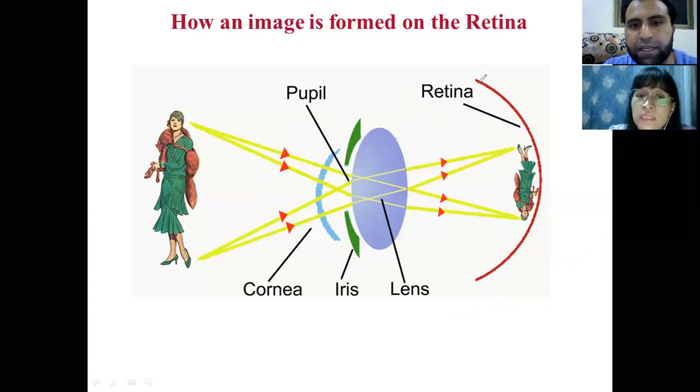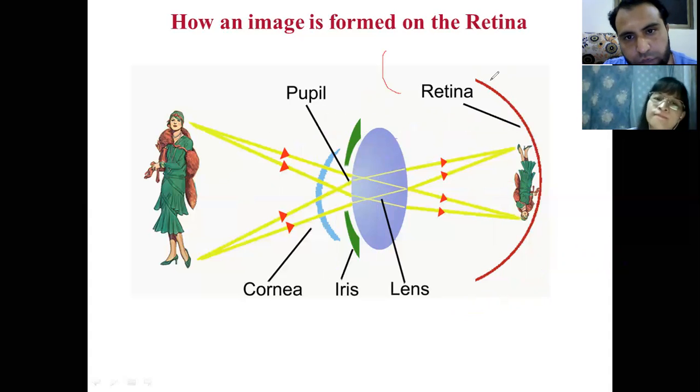So for example, let's suppose we have this lens, right? This one lens we have this. In another lens, we have this one.